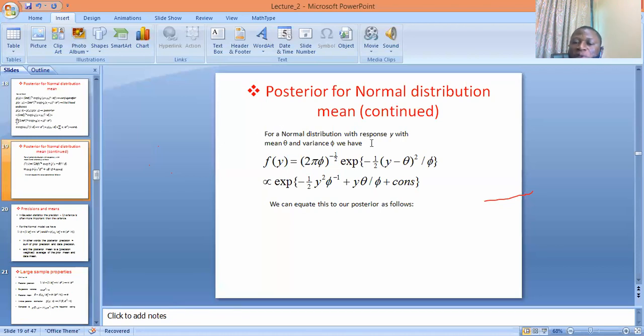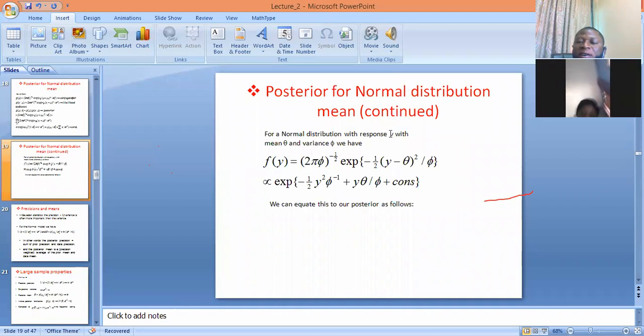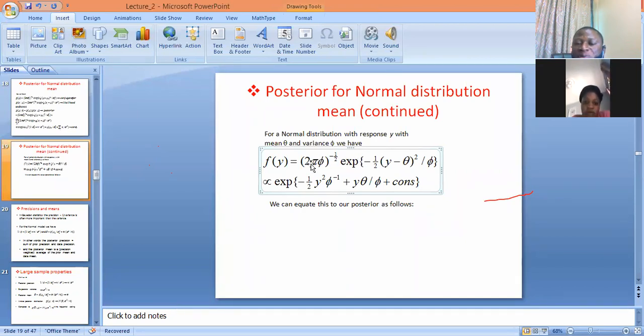So for a normal distribution with response y, the mean theta, and then the variance phi. Now, here our y is the value of interest in this case. So here we are saying that the y has a distribution which is normal, and then we have 1 over the square root of 2 pi, that is the variance, exponent of 1 over 2, or theta squared.